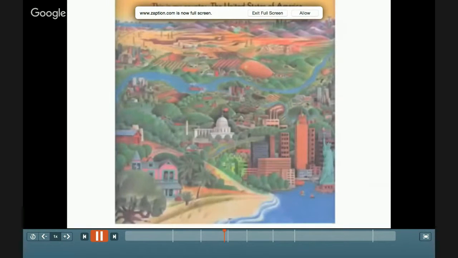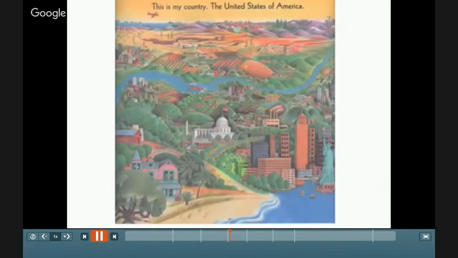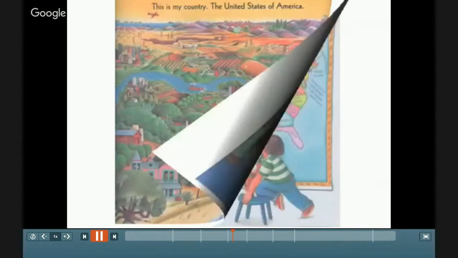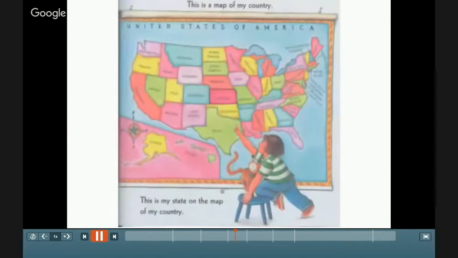This is my country, the United States of America. This is a map of my country. This is my state on the map of my country.